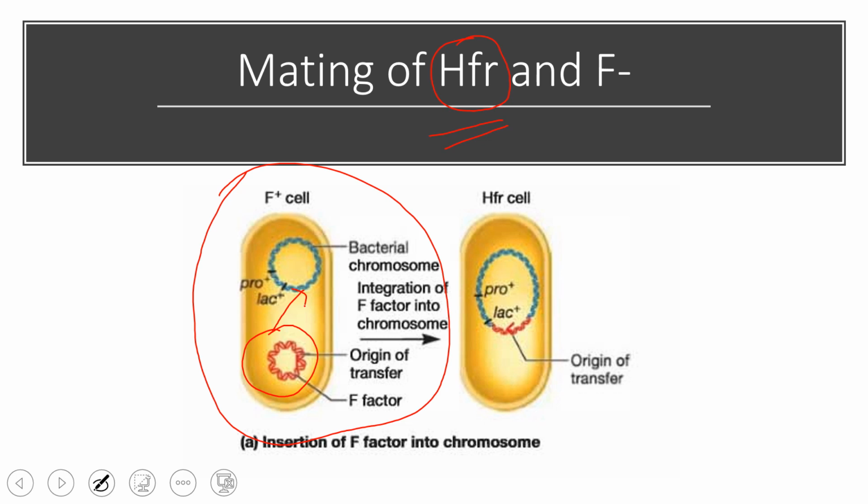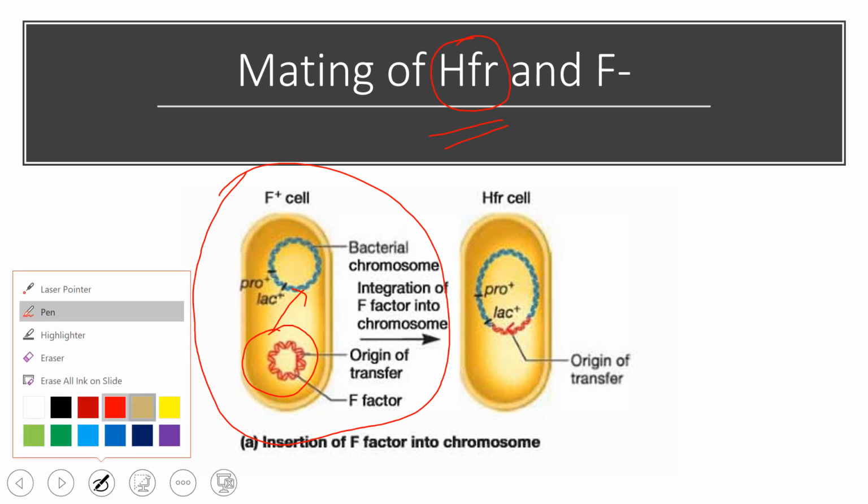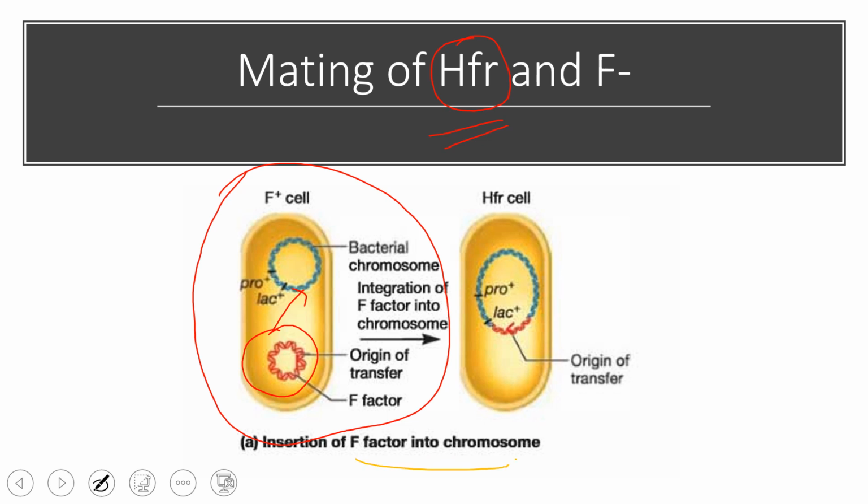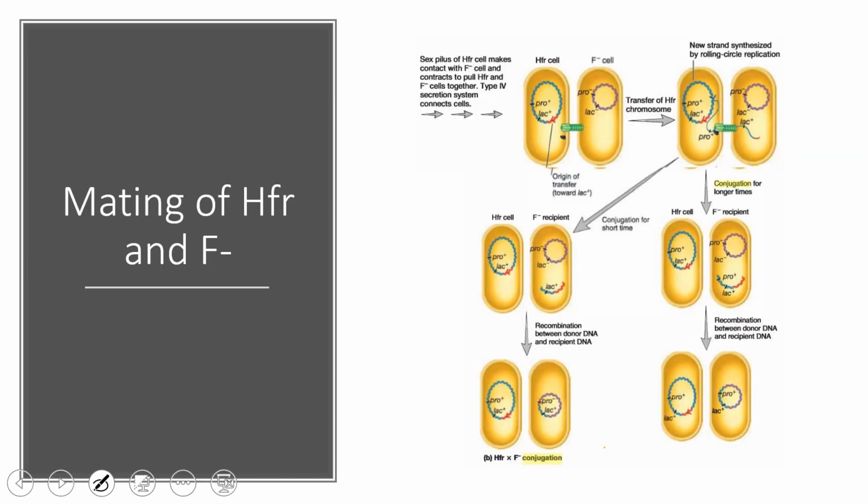As I've already talked to you in the previous slides, this is the integration of the F factors into the chromosomes. So here you can see this is the Hfr cells, and there is the next bacteria, which is the F minus cells. F minus cells are the female cells, which are the recipient, and Hfr will be the donor cells. So what actually happens is that the Hfr will transmit to the F minus cells.